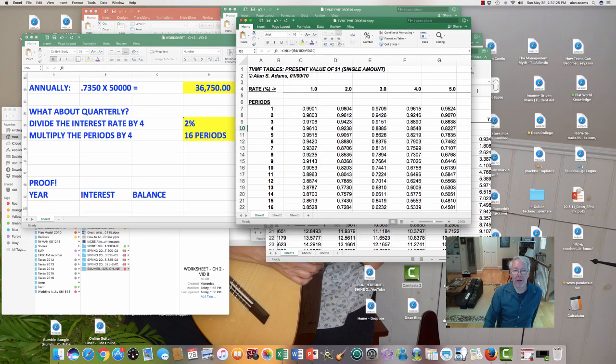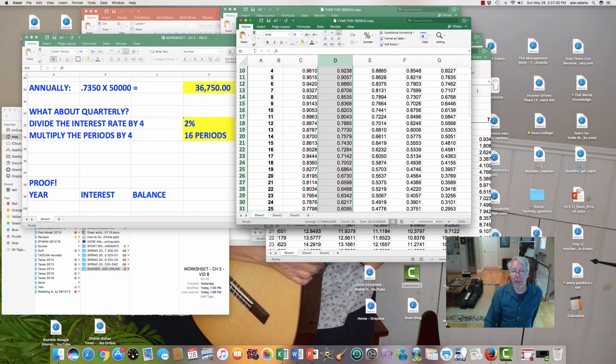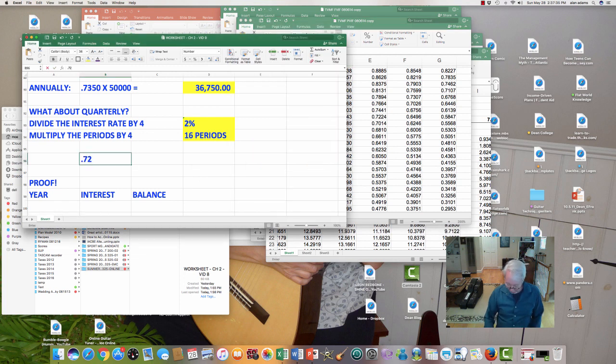So come back to the chart here. 2%, there it is, it's going to be in column D. 16 periods will be 0.7284, okay? So 0.7284 multiplied by $50,000, the amount that I want to have, is going to be, and let's math it out, 0.7284 times $50,000. Okay, no, that didn't work. Let's try that again. 0.7284 times $50,000. And bear with me.